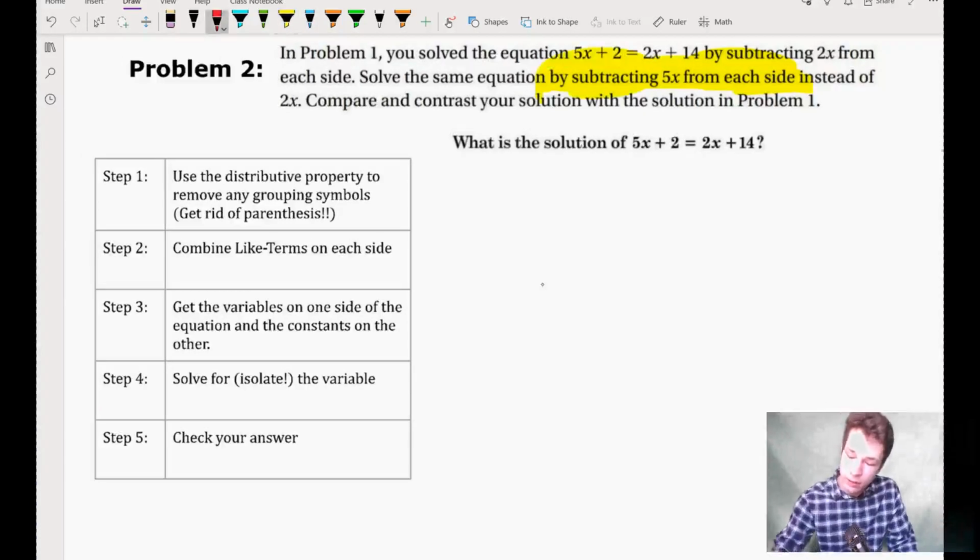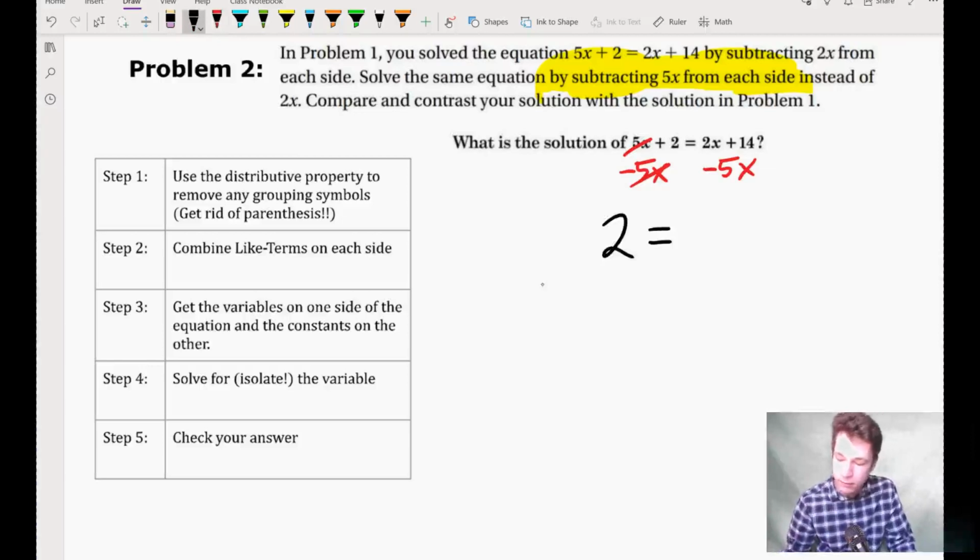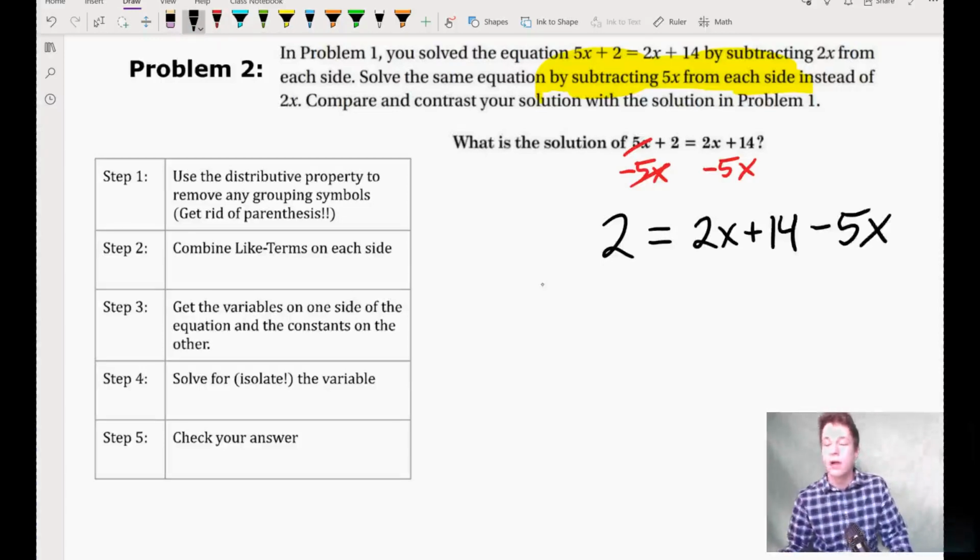So I'm going to subtract a 5x from each side, like they're telling me to do, minus a 5x. That's going to cancel this 5x here and leave me with just that constant 2 on the left side. 2x, let's see, we still have 2x plus 14. We can subtract a 5x now. And you might have skipped this step, but I like to write it all out before I start combining like terms. So let's see, 2x minus 5x is, well, actually, you know what?